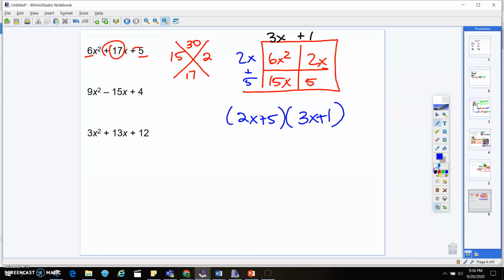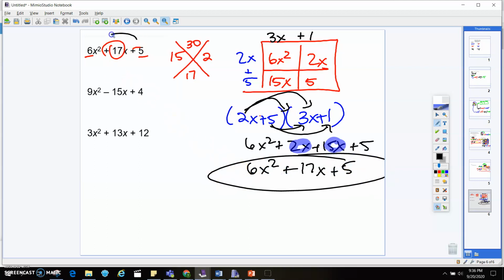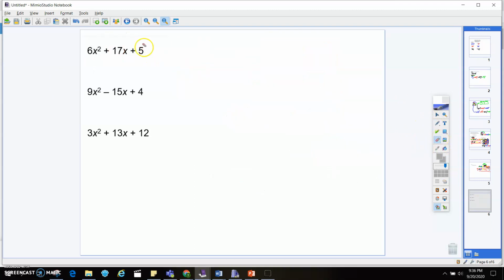All right, so to check and make sure that we did this correctly, we're going to take 2x times 3x, and that's going to give us 6x squared. 2x times 1, that's going to give us 2x. 5 times 3x, which is going to give us 15x. And 5 times 1, which is going to give us 5. If we combine our like terms, which are 2x and 15x, and add those together, we're going to get 17x, and then we're going to bring everything else down. Boom, this is the same thing as what we started with. Yes, we did it.